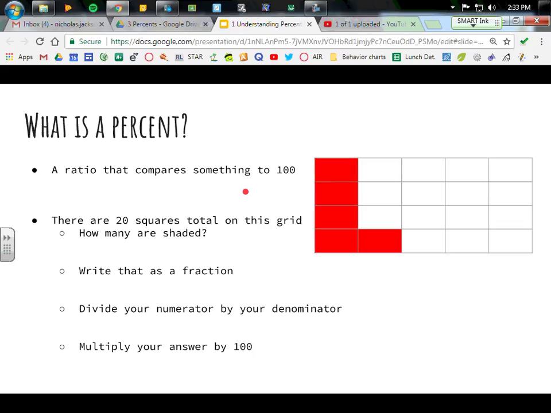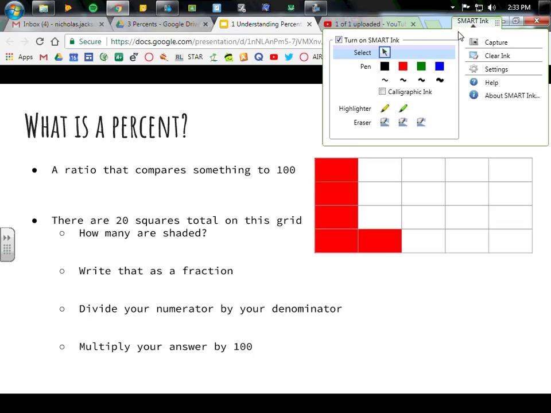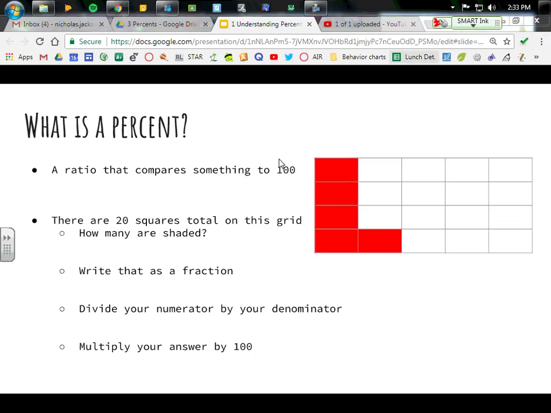That's how percents work. So here we have a grid. This grid is sectioned off into 20 different squares, and we have 5 squares that are shaded. So we're going to figure out what percent of this grid is shaded, and here's how you do that. You follow these steps. First of all, you would count up how many are shaded. We already said there's 5.